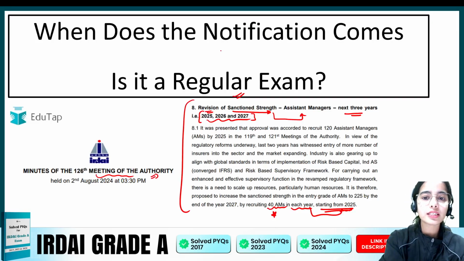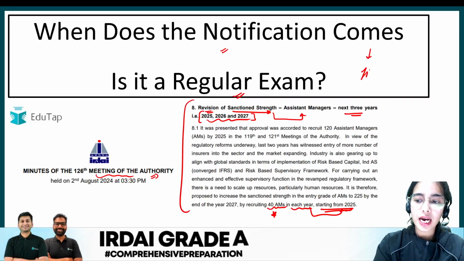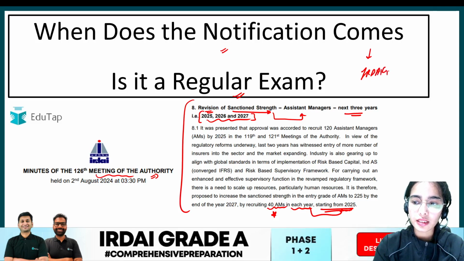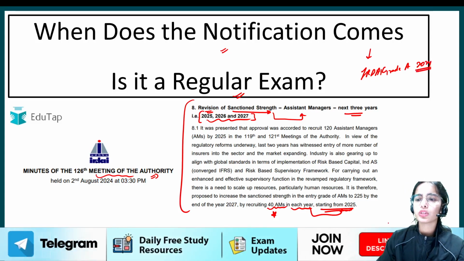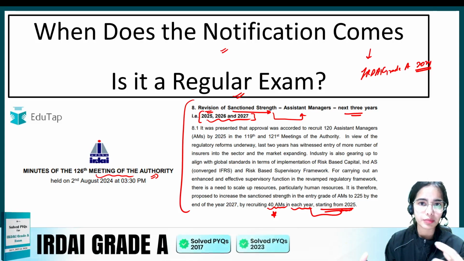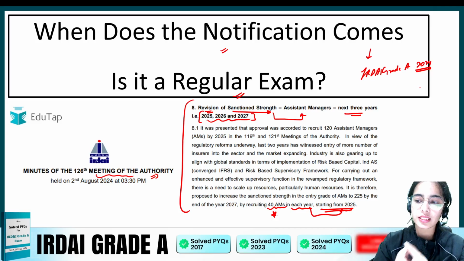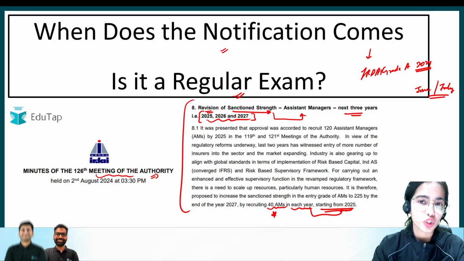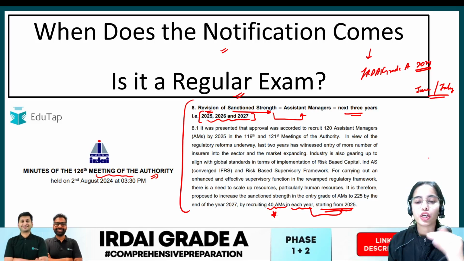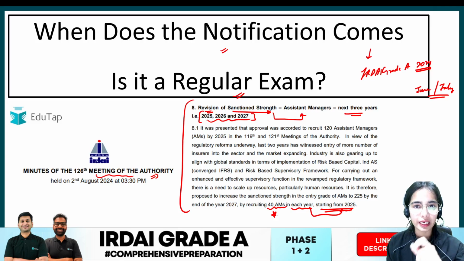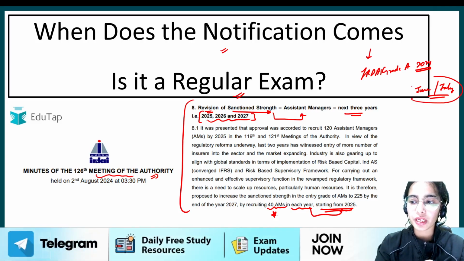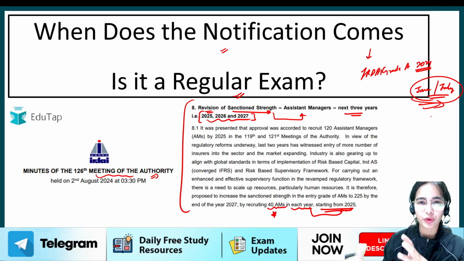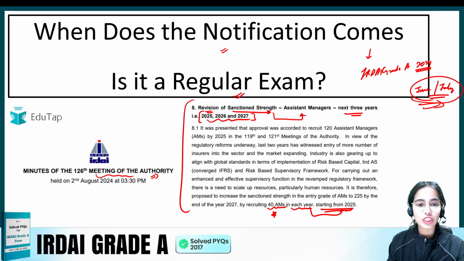Before that, when does the notification come? Recently the IRDAI Grade A result has been announced for the 2024 examination. The results have been announced, the joining will happen, the training will happen, so it will take some time. So there is the expectation that the notification can be released around June or July. So the notification of the IRDAI Grade A 2025 can come in June or July, or after that. Okay, so this is the idea.